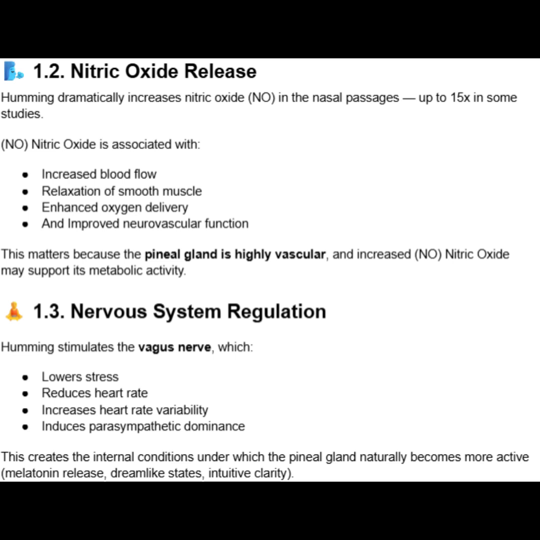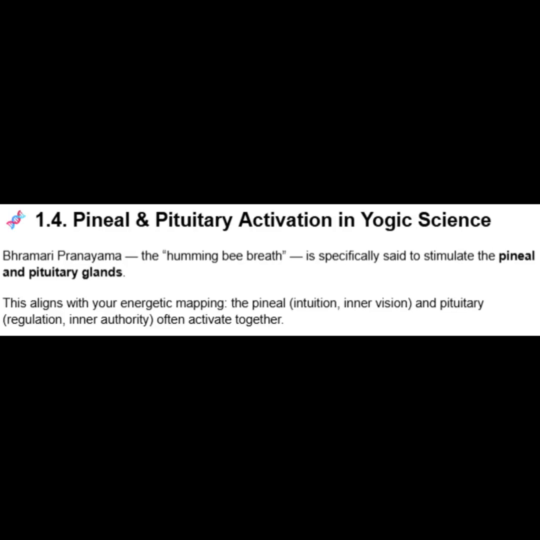1.3 Nervous system regulation. Humming stimulates the vagus nerve, which lowers stress, reduces heart rate, increases heart rate variability, and induces parasympathetic dominance. This creates the internal condition under which the pineal gland naturally becomes more active: melatonin release, dreamlike states, and intuitive clarity.